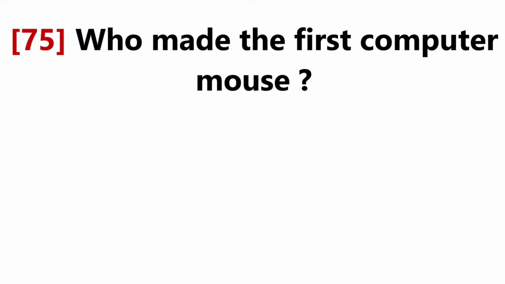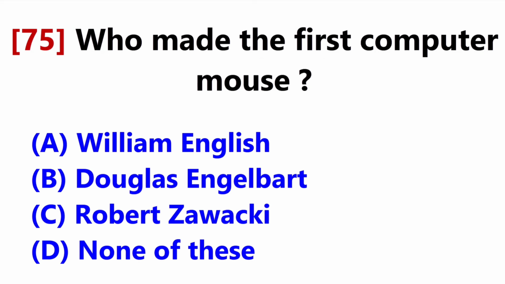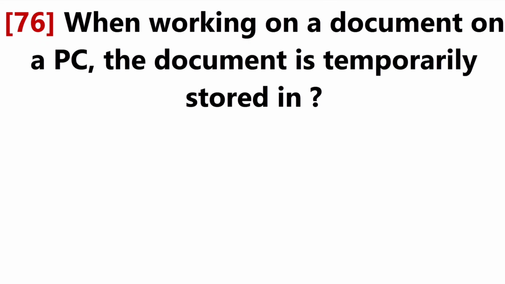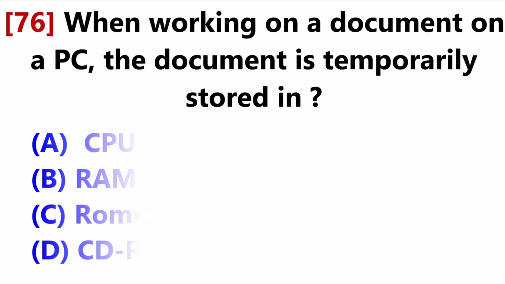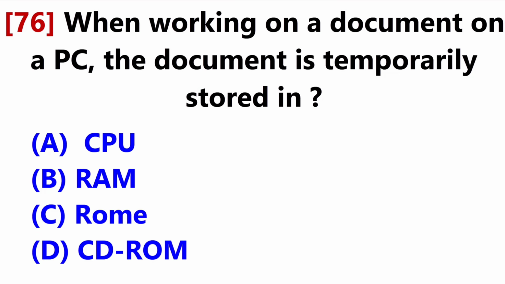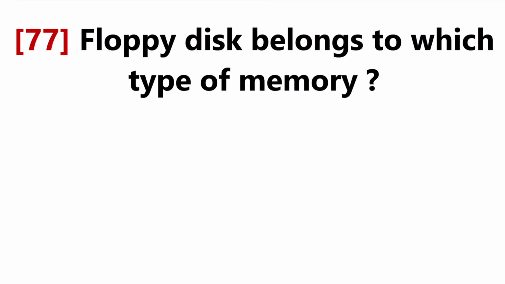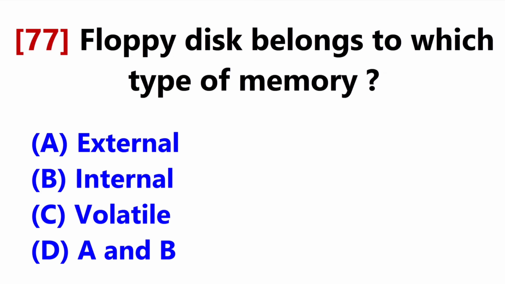Who made the first computer mouse? Answer option B, Douglas Engelbart. When working on a document on a PC, the document is temporarily stored in? Answer option B, RAM. Floppy disk belongs to which type of memory? Answer option A, external.